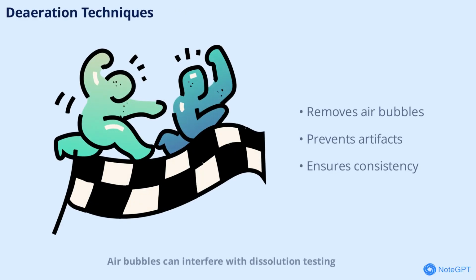Air bubbles can interfere with dissolution testing, especially with gelatin capsules. De-aeration methods include heating the medium to 37-41 degrees C, sonication, vacuum treatment, or filtration. These steps remove dissolved gases that might otherwise form bubbles, affecting the dissolution rate. For gelatin-coated products, enzymes may be added to address cross-linking issues. Proper de-aeration ensures that the test environment is consistent and free from artifacts.